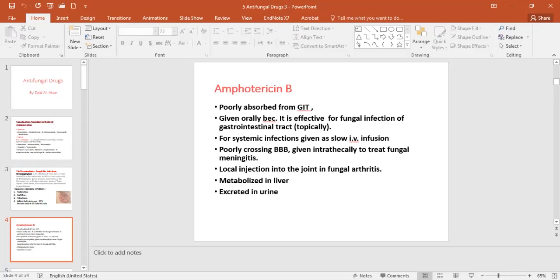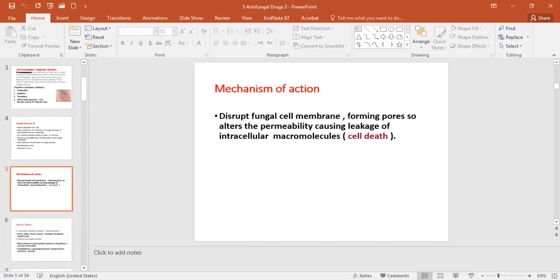It is metabolized in the liver and excreted in urine. It works by disrupting fungal cell membrane, forming pores, so it alters the permeability and causing leakage of intracellular macromolecules and thus cell death.